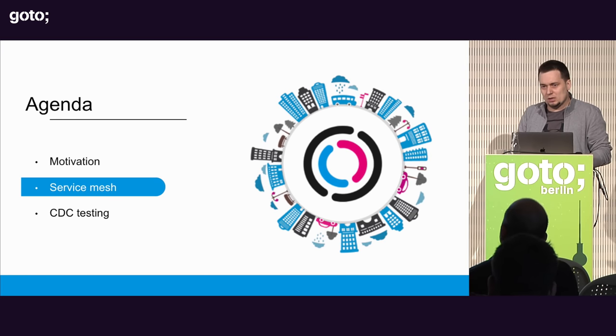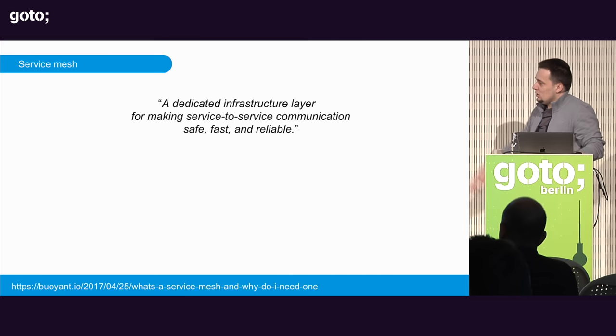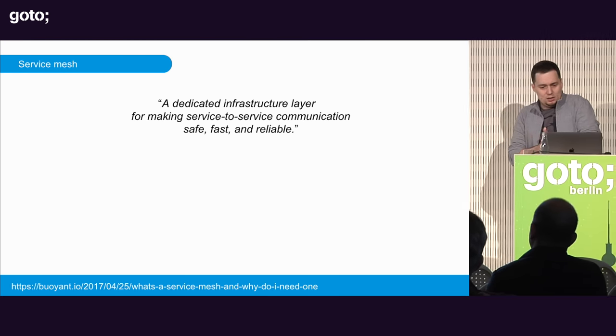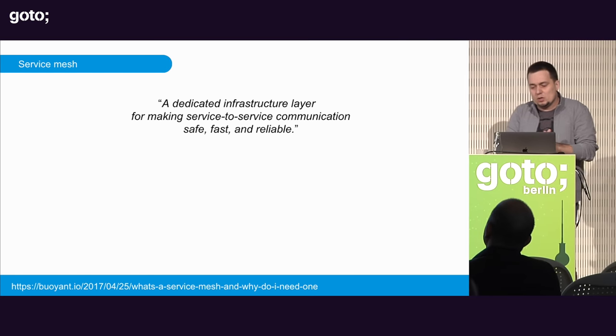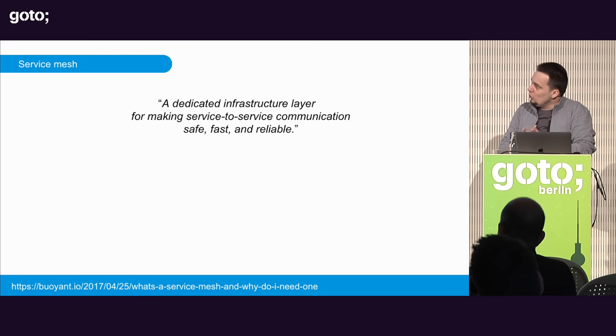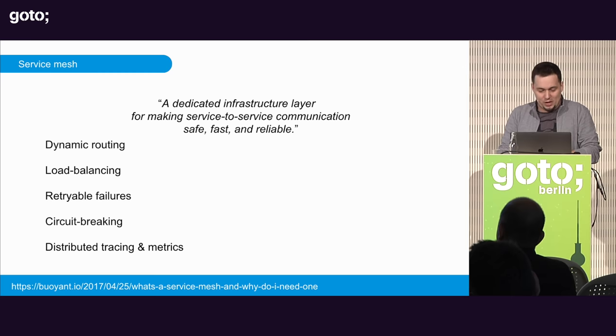So we started looking at what's there, and we found this concept, which could be defined as follows. I'll take a quote from this website. Service mesh is a dedicated infrastructure layer for making service-to-service communications safe, fast, and reliable. So what are the options, the functionalities, to say, offered by the service mesh?